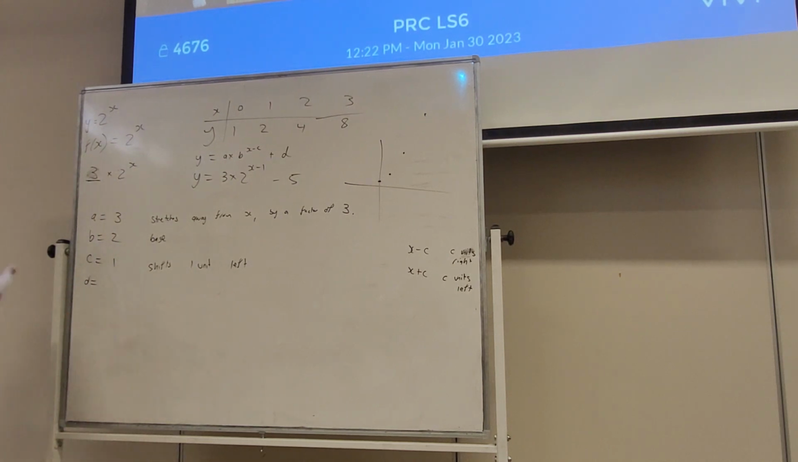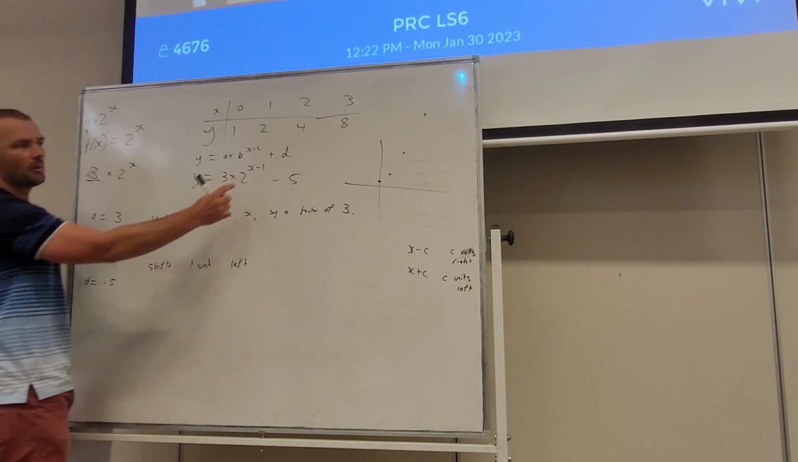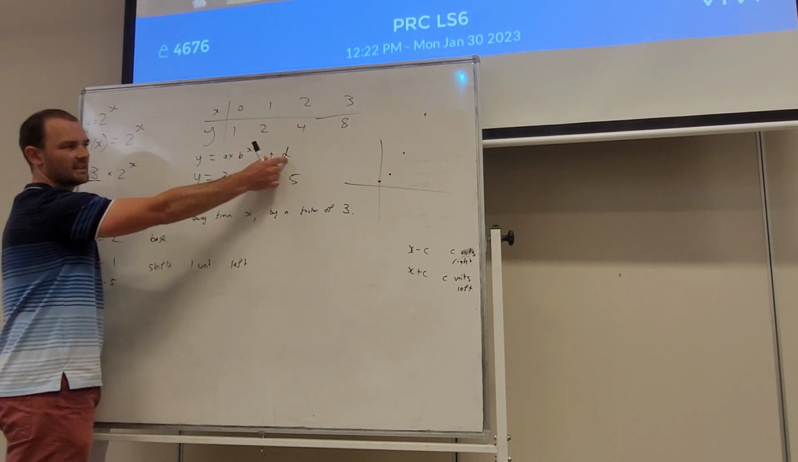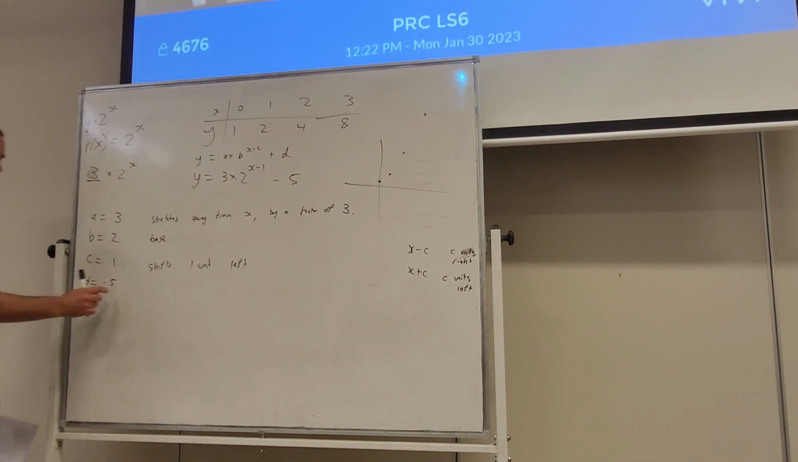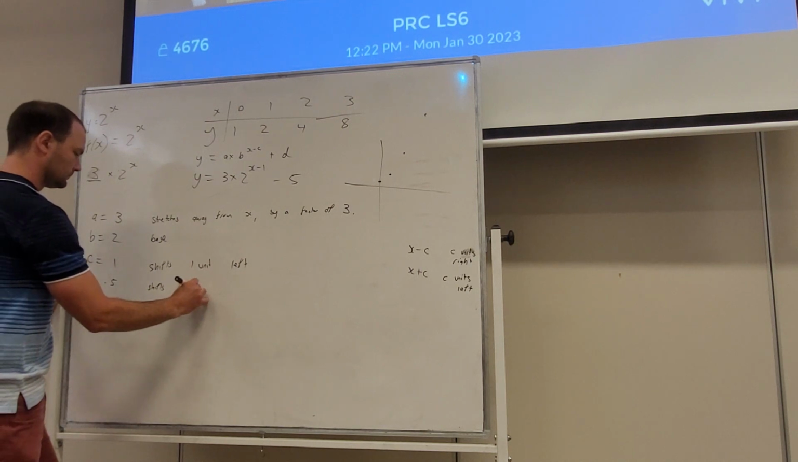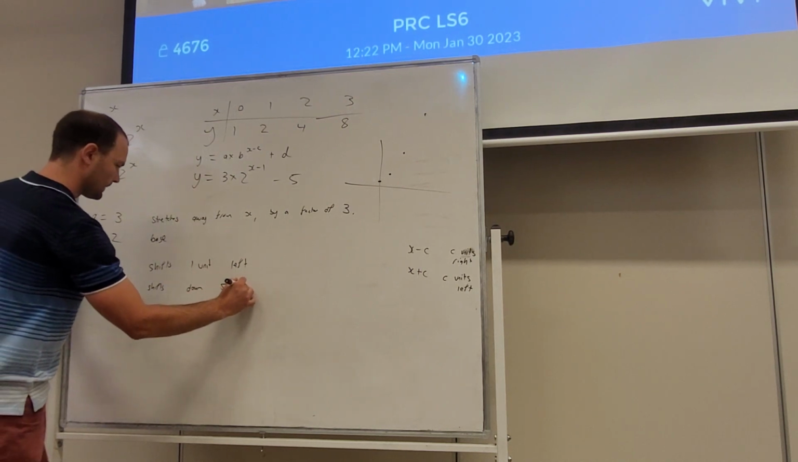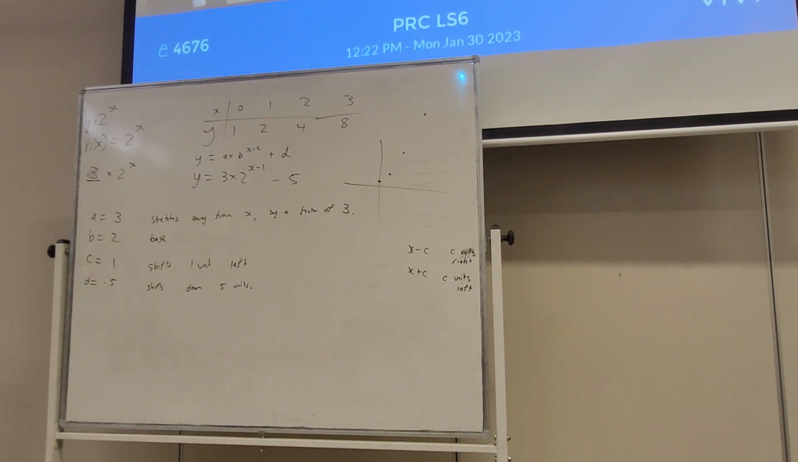And then we have D is -5, okay? D corresponds with -5. This time we include the negative because we've got plus D here, and we've got -5 there. So you need to have -5, and that shifts the whole thing down 5 units. Okay, very good.